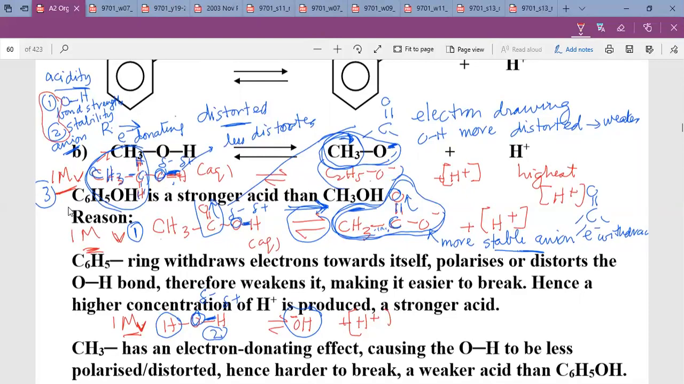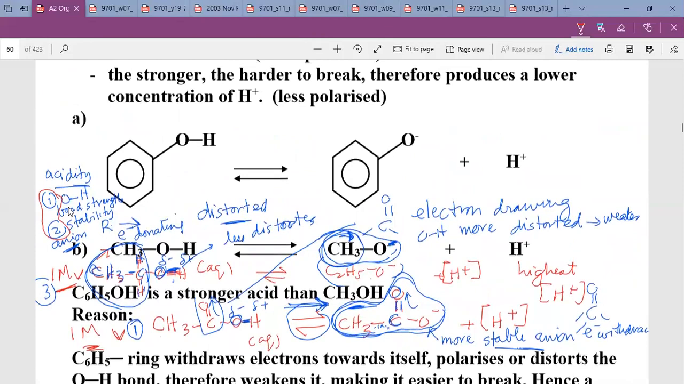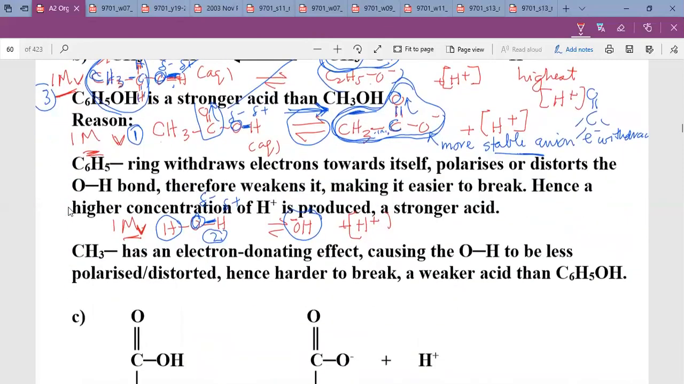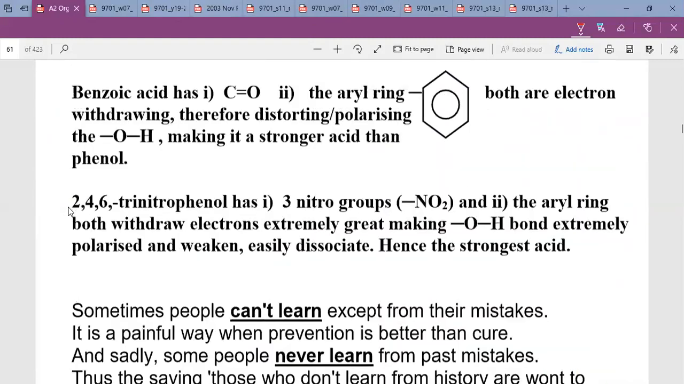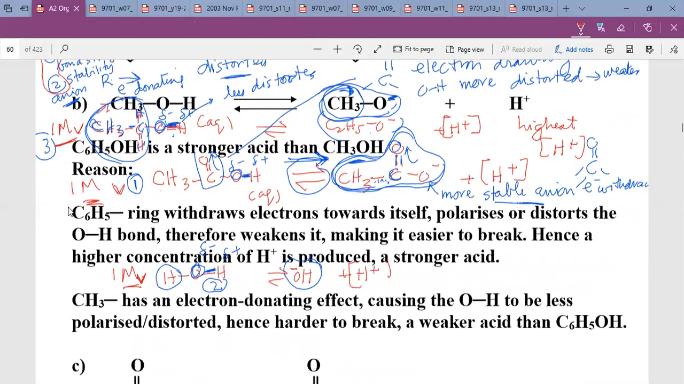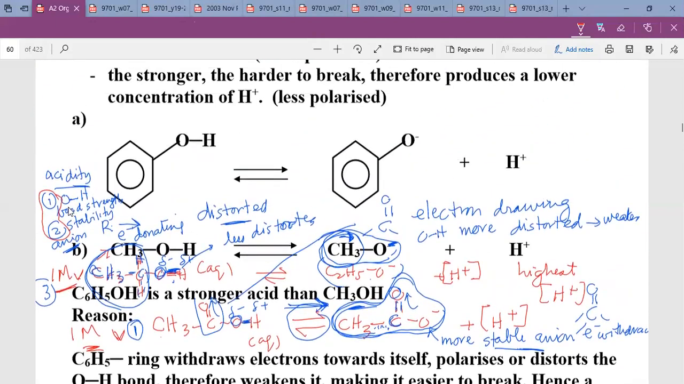Now, in this case, for phenol compared to carboxylic acid, compared to picric acid, compared to water, also can. Let's look at this one first. This bond, remember your phenol group. Phenol group is electron withdrawing. I can look at the inductive effect.